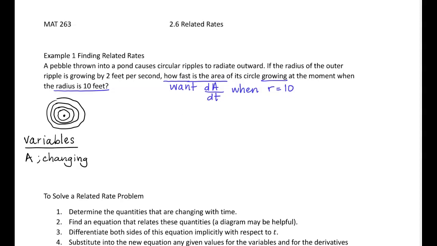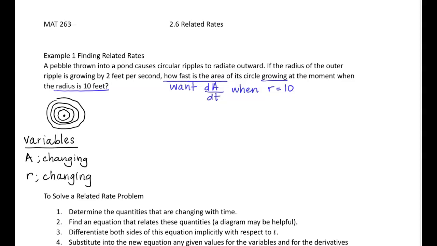Another variable that we have is the radius r, which is also changing. As these circles continue to expand, their radii are getting bigger. So if r is changing, that means it has a rate of change. That would be dr/dt. So we want to find dA/dt.